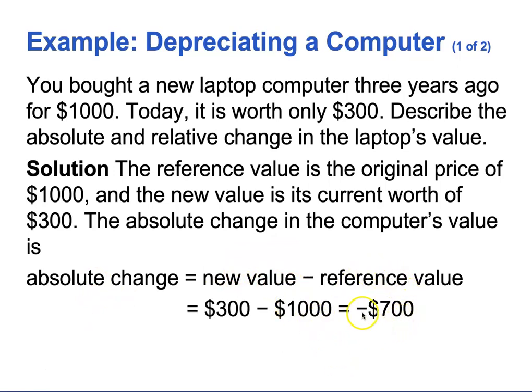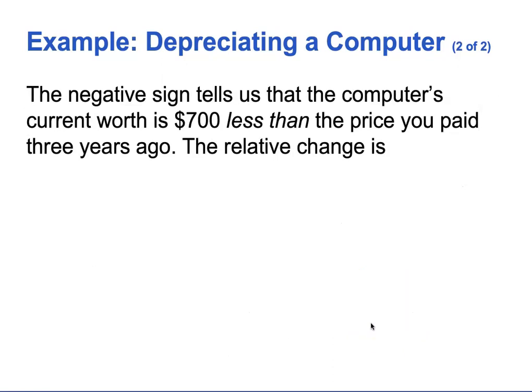So if you look at it, it's negative 700, which means it's a depreciation or a loss of 700. The negative sign tells us that the computer's worth is 700 less than the price you paid 3 years ago.